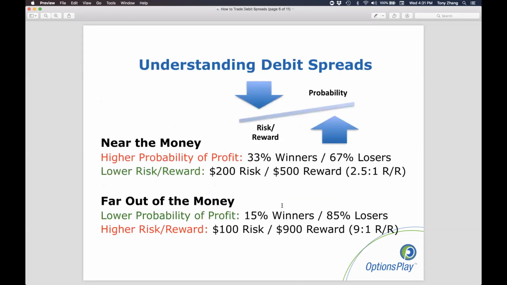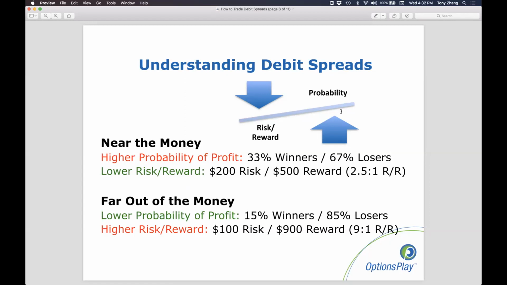So next, what I want to explore is really getting an understanding of what it feels like to trade a debit spread. Because I get a lot of comments about when you're looking at debit spreads, the probability of profit on these spreads looks relatively low. So I want to just get ahead of that and explain why it's low and what the benefit of it is.